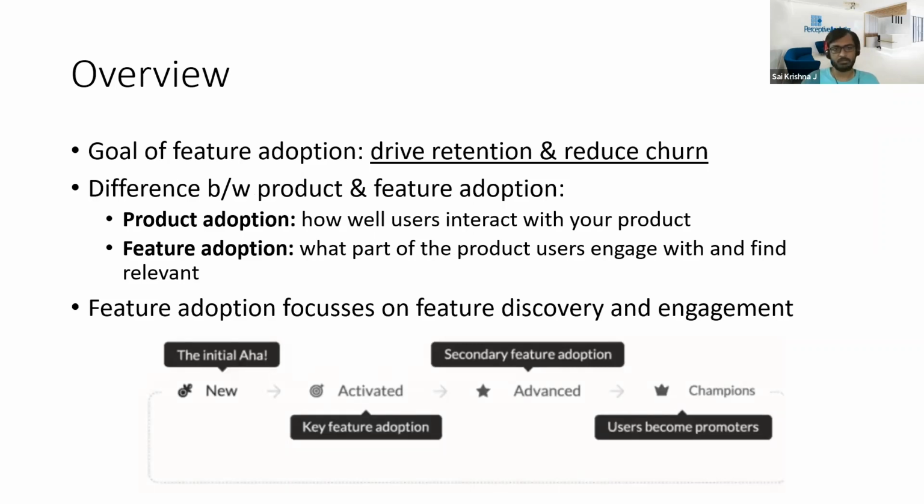So the main objective of feature adoption is to drive retention and reduce churn. Feature adoption is all about, if you're incorporating any particular feature in the app, how is it being used and how is it being perceived by the users. Do the users have something good to say about that new feature? Do they like it or not? If they like it, is the feature itself driving the usage or the frequency of use of the app? That is what feature adoption is all about.